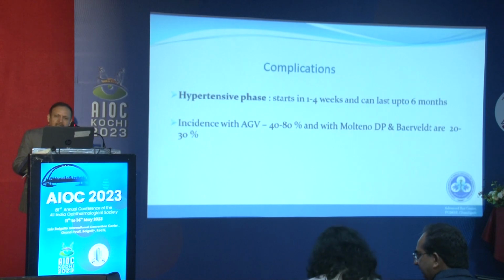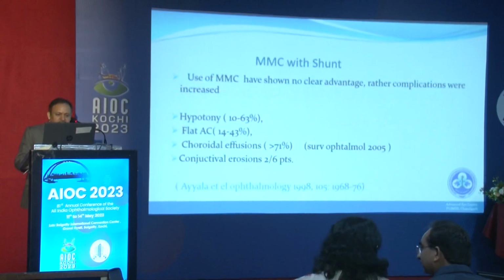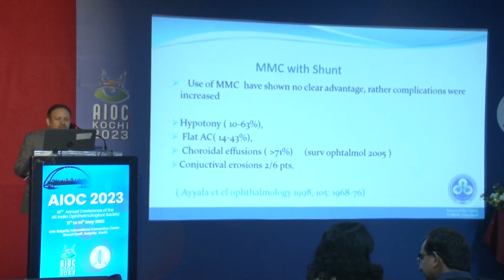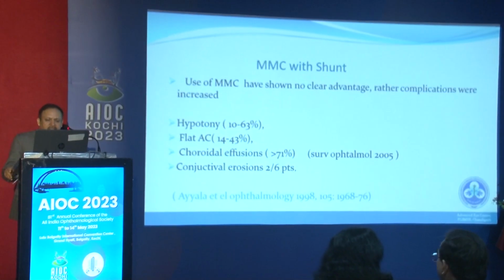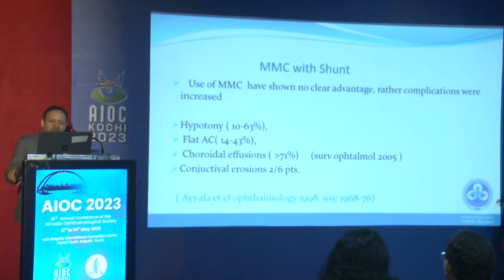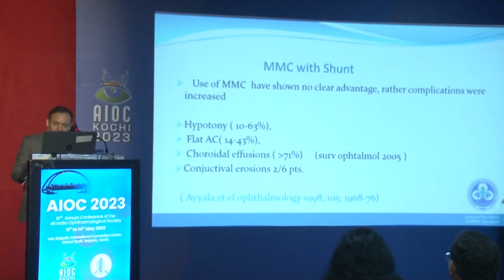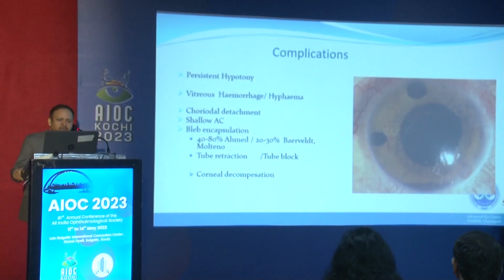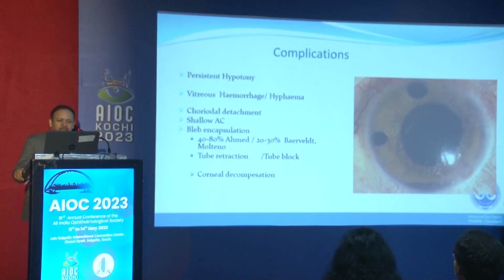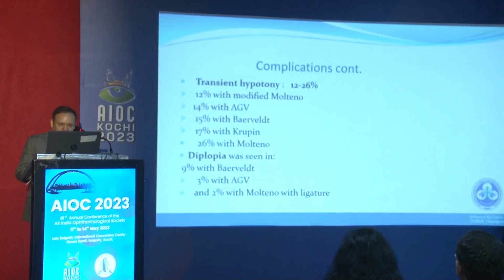Complications: hypertensive phase is usually seen with the valve devices. With AGB, it is seen in almost 40 to 80% of patients. Use of MMC with a shunt is usually not indicated. There are increased chances of hypotony, flat AC, and choroidal effusions with use of MMC, and complications like persistent hypotony, vitreous hemorrhage, choroidal detachment, shallow AC, and bleb encapsulation.